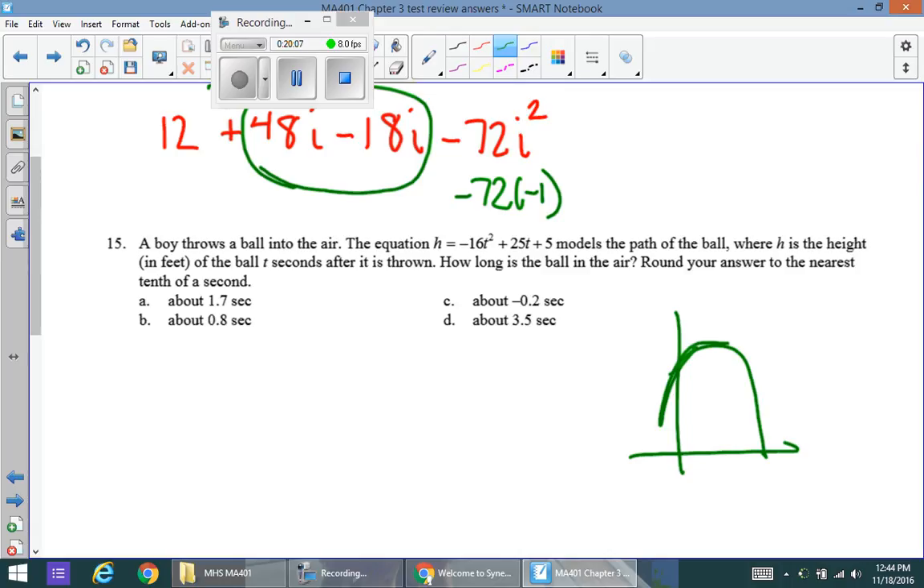It says, how long is the ball in the air? Okay, well, it's not in the air here. It's in his hand. And it's not in the air here. It's on the ground. So what they're asking us to do is tell them this distance here.